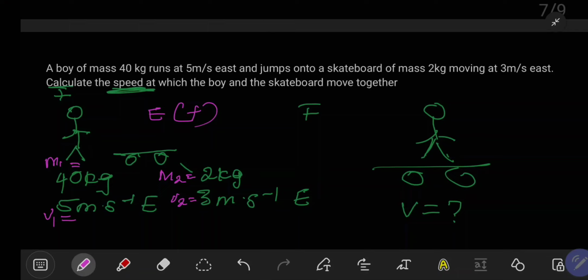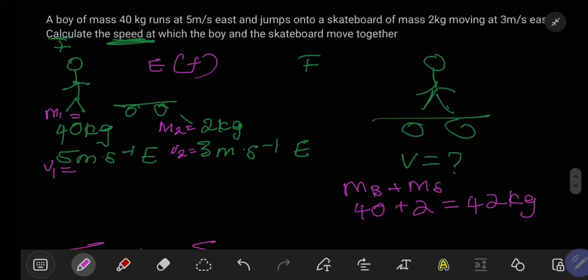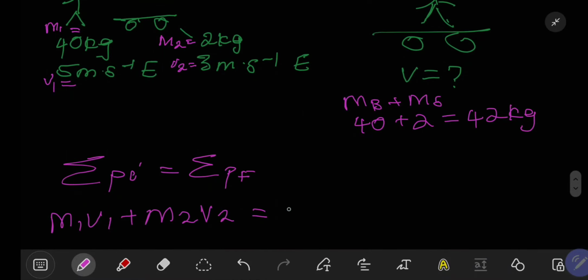Then notice that at first they were separate. Then it means we are having mass 1 v1 plus mass 2 v2, which is equal to, now the boy and the skateboard, we consider them as one mass. So it means they are sharing what? The velocity.